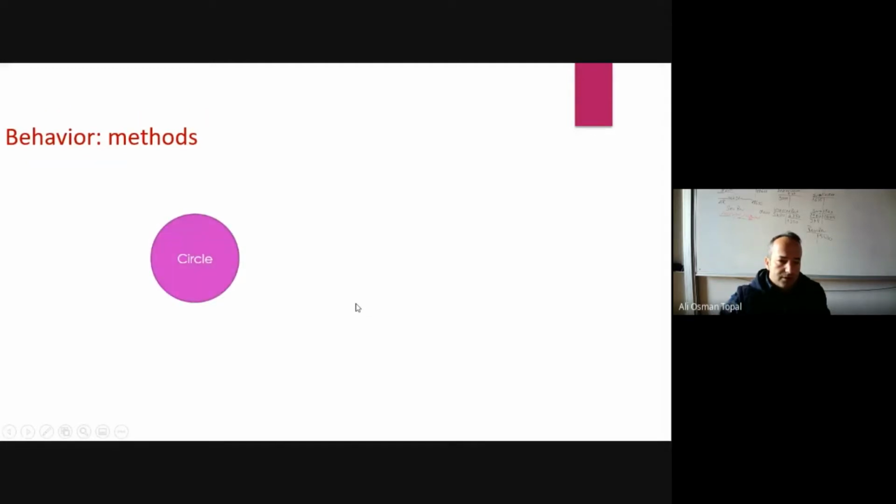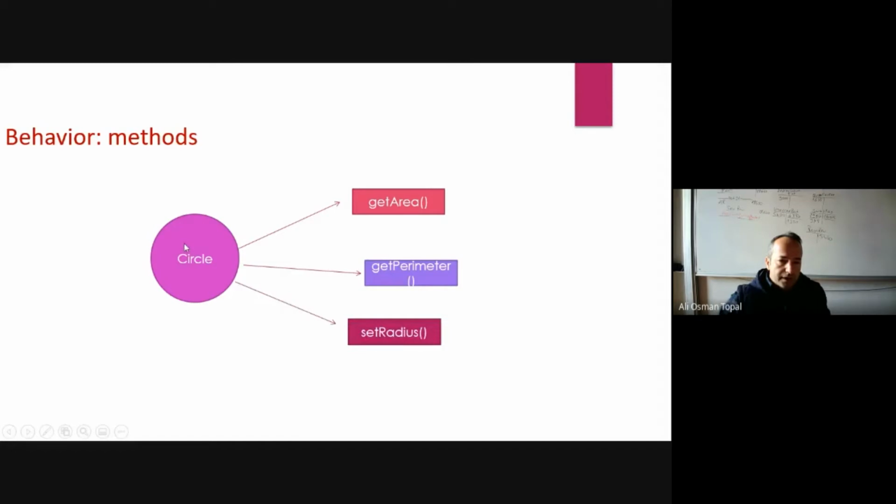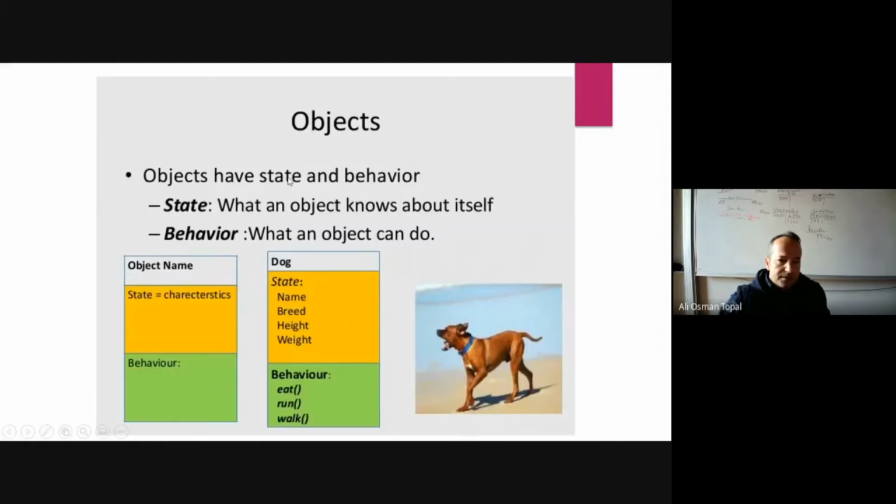For the circle, so what was the data field? It was just radius. So what can I do with that radius, with that data field? I can find the area by using that data field. I can find the perimeter. Or I can change the radius. So these are the behavior I can do in this object. So objects have state and behavior. State, what an object knows about itself. And behavior, what an object can do.